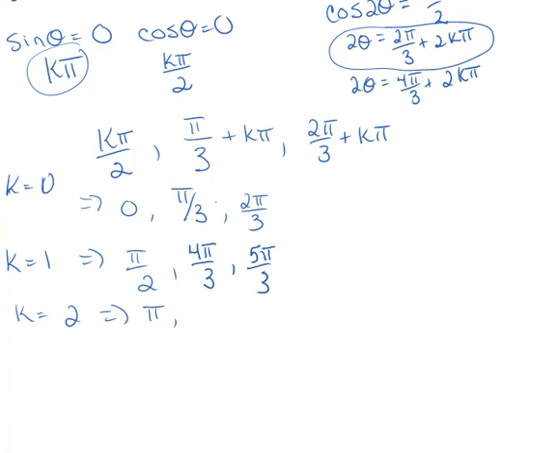and then you put 2 in here, that's going to be pi over 3 plus 2 pi, which is 7 pi over 3. And then this one will be 8 pi over 3.